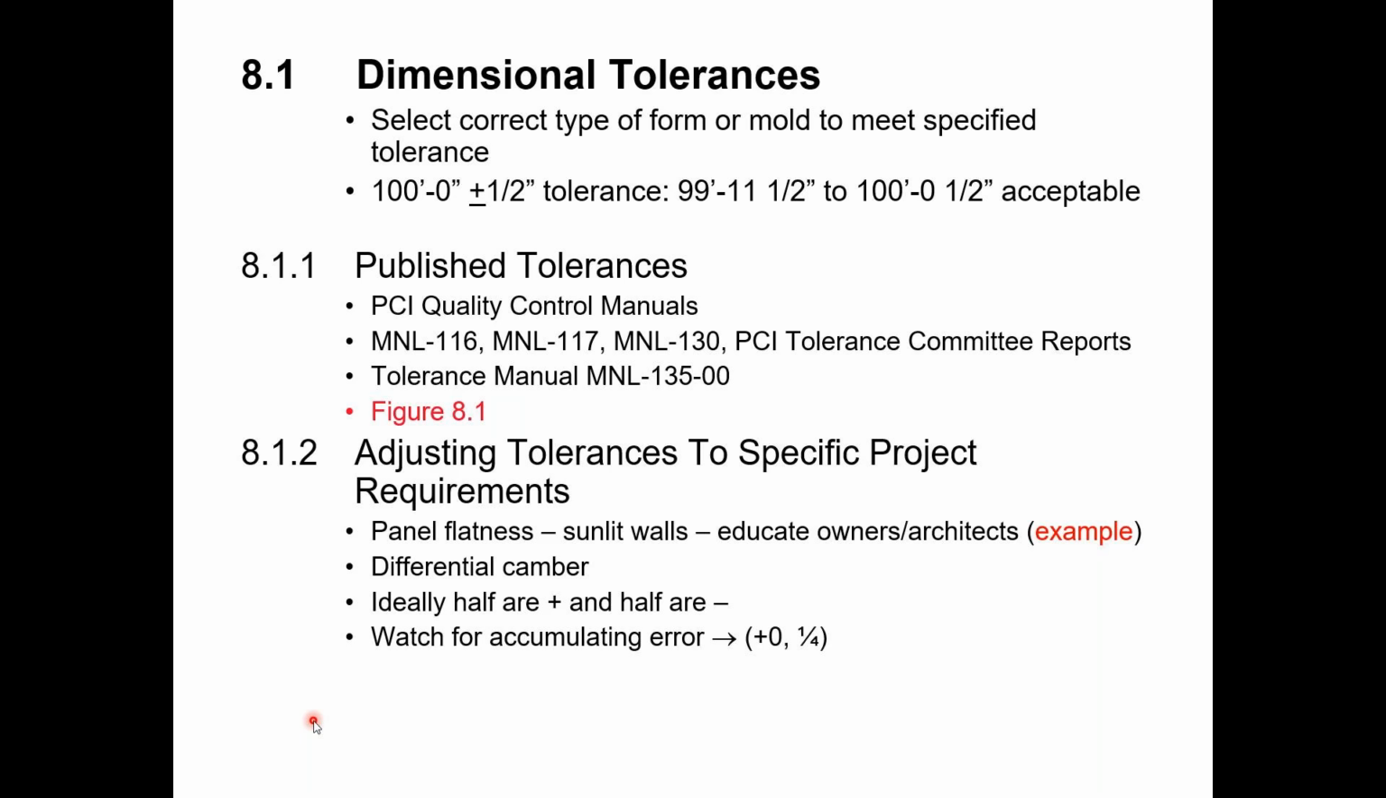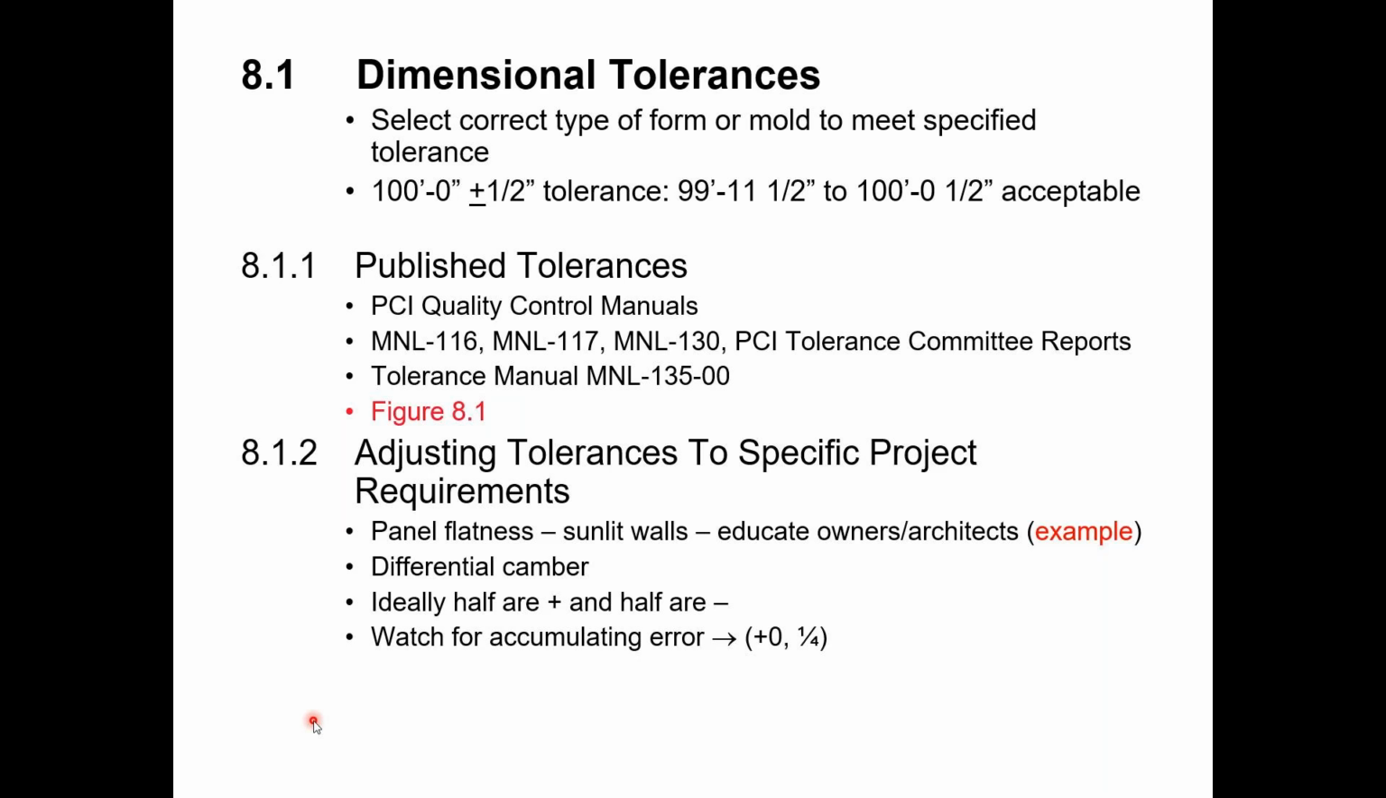There are some other resources out there for you, but all of the things that PCI requires are published in their manuals. So if you can't find it in the MNL 116, then go to the MNL 135, and there will be information in there that will tell you what the tolerances should be for this type of product. And I'll give you an example.